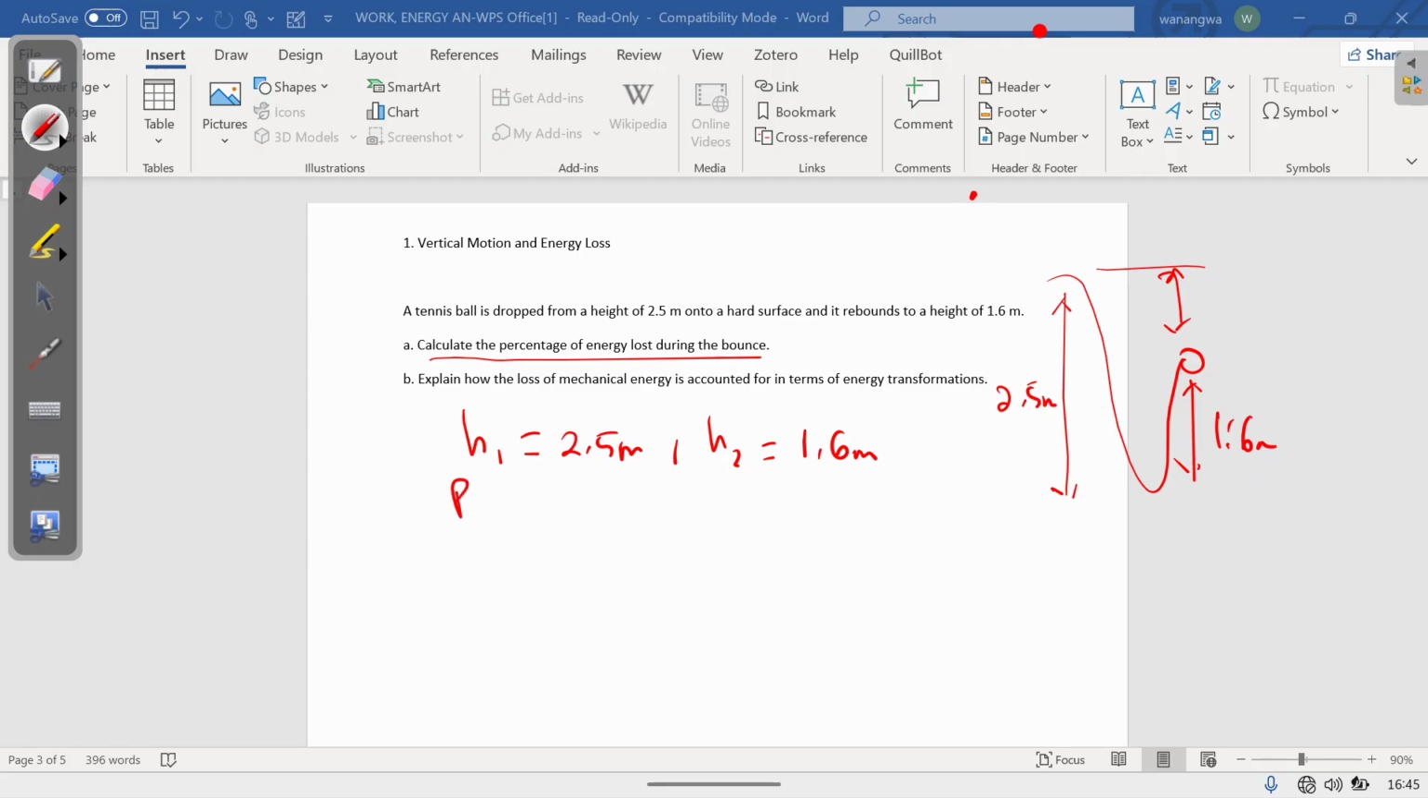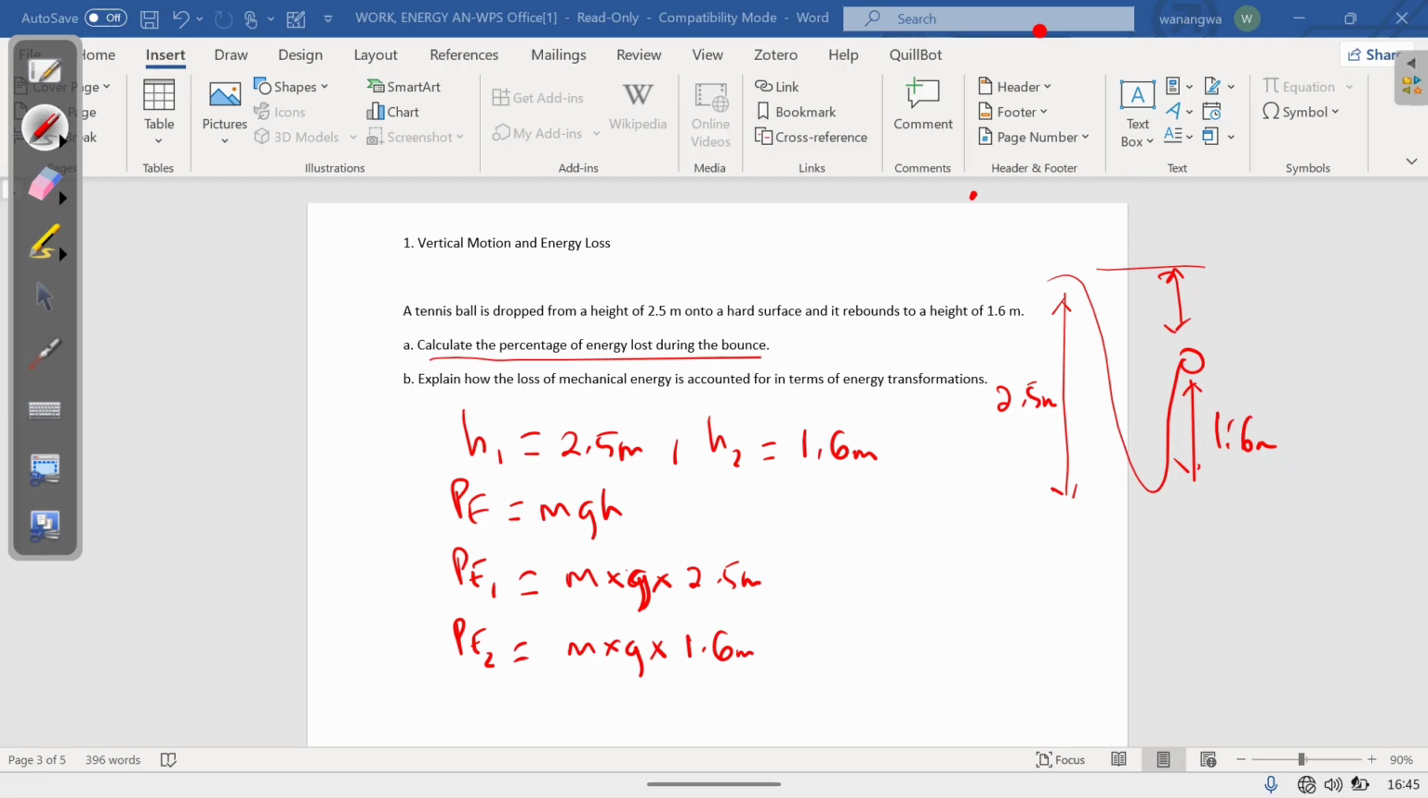We know that potential energy is equal to mass times g times height. So if we look at the first potential energy for the first height, that is original, it will be m times g times the first height, 2.5 meters. Okay, now potential energy 2 will be equal to m times g times the other height, 1.6 meters.